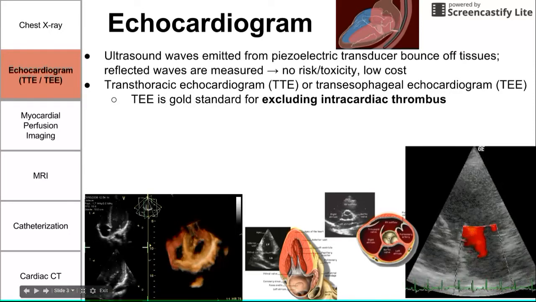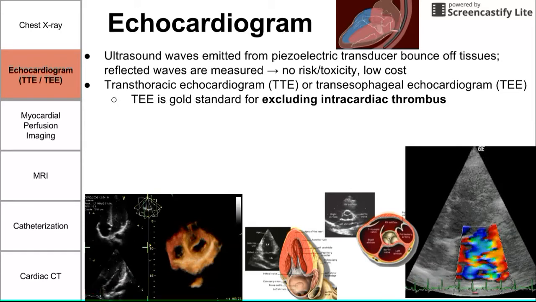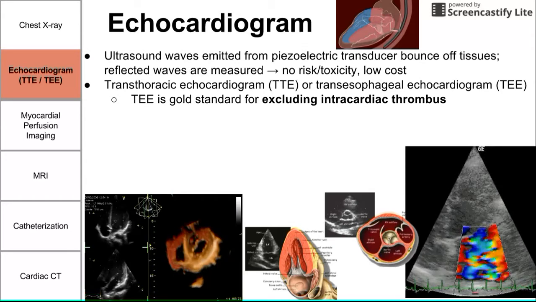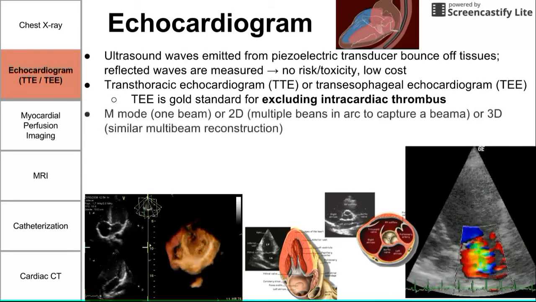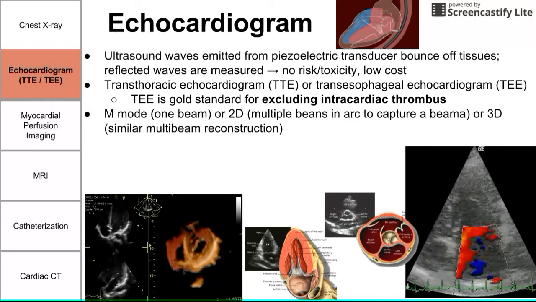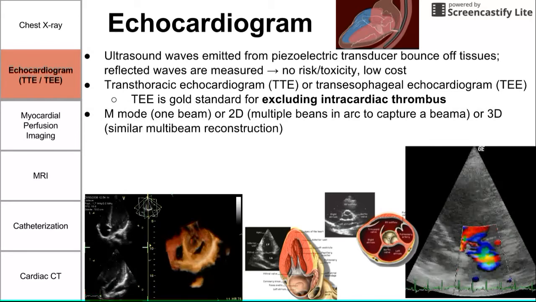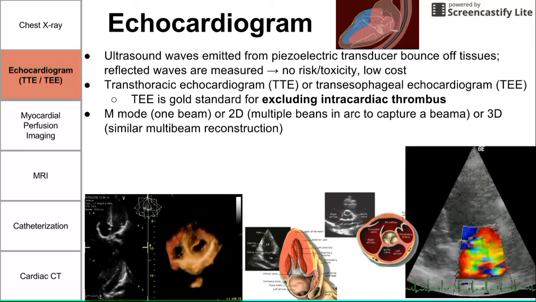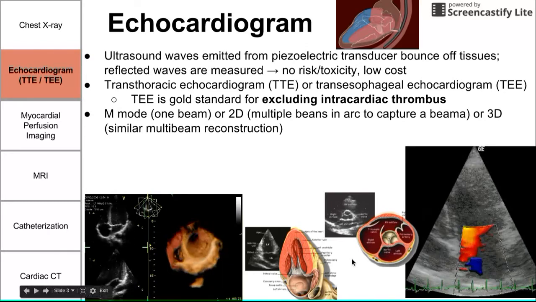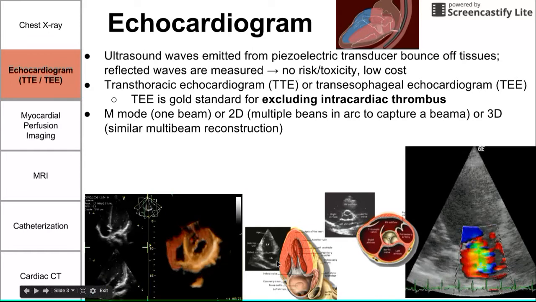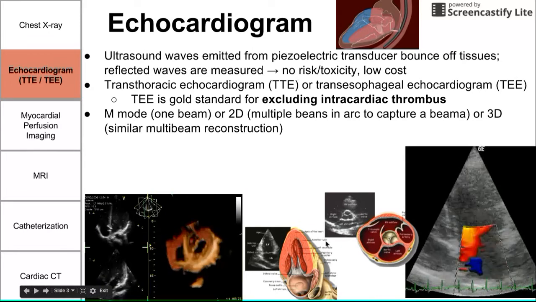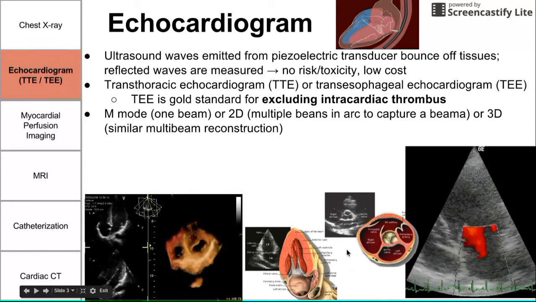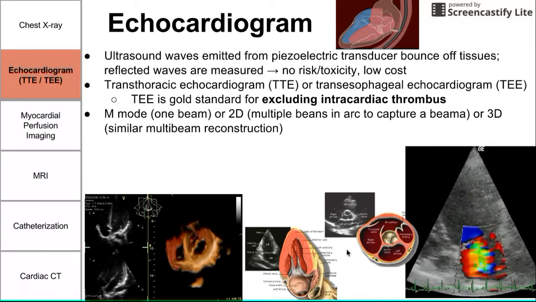TEE is specifically good for excluding intracardiac thrombus, for ruling out the presence of an intracardiac clot. Now, when we do echocardiograms, you can either have one beam, which would give you one line of resolution, or you could have multiple beams portrayed in an arc, like these images here, and get a two-dimensional image of what's going on. These images at the bottom just show you the different orientations of the heart that you can get pictures of using echocardiograms.